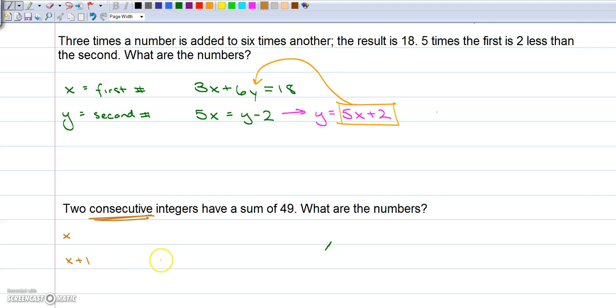And all I need you to do is add these together. X plus x plus 1 equals 49. Oh man, that problem looks really, really easy compared to all the rest of these. Your answers are x is 24, which would make y 25.